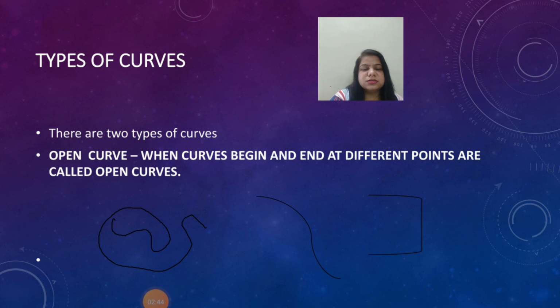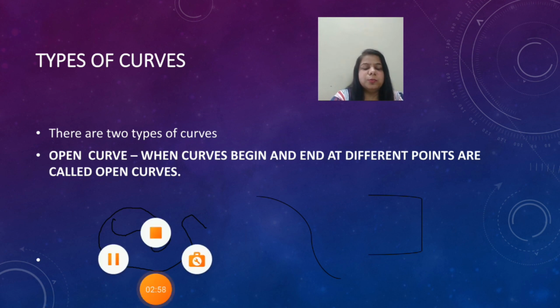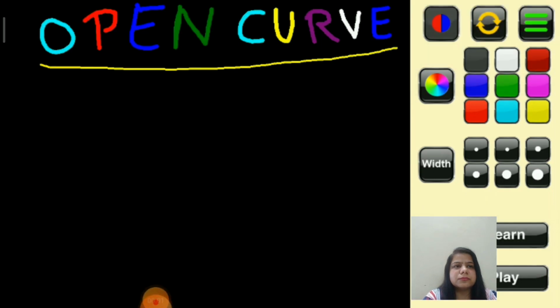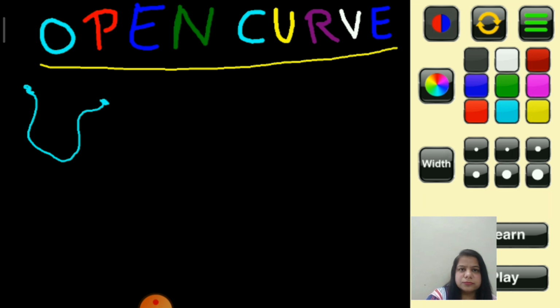Next, we are going to discuss the different types of curves. First of all, we will discuss what an open curve is. The curves whose beginning and ending points are different are called open curves. The definition of an open curve says whose starting and ending points are different. You can see here this was the starting point and this is the ending point.